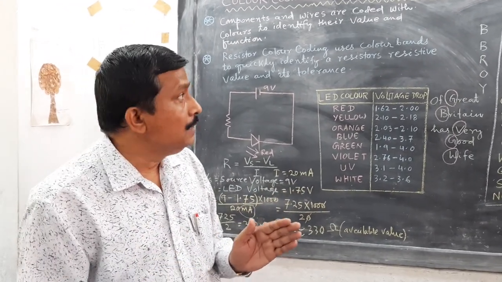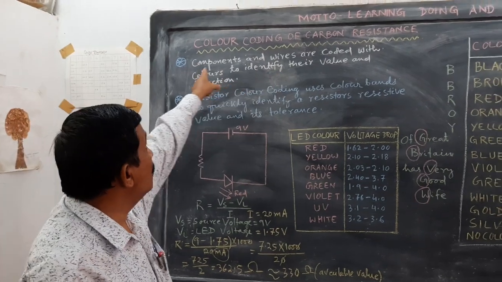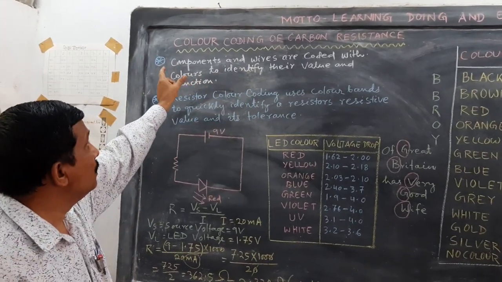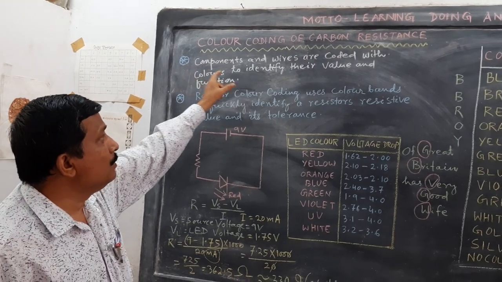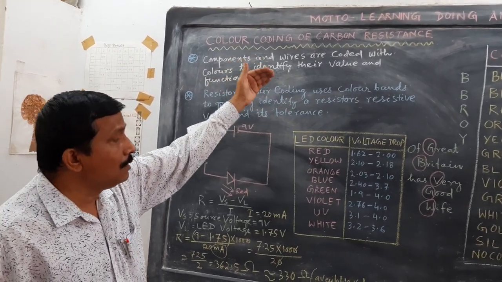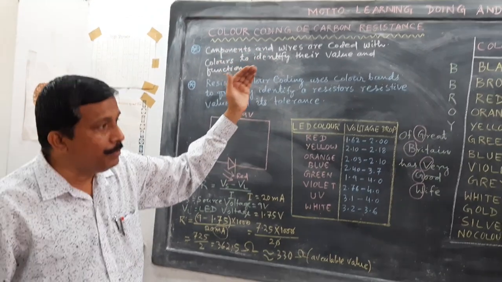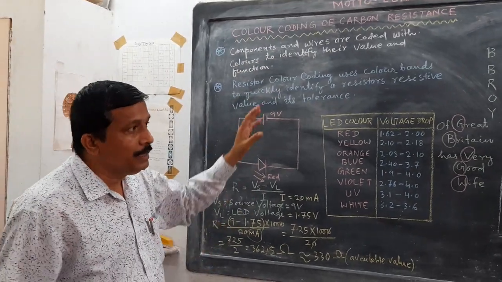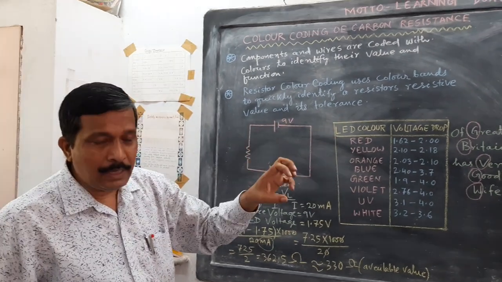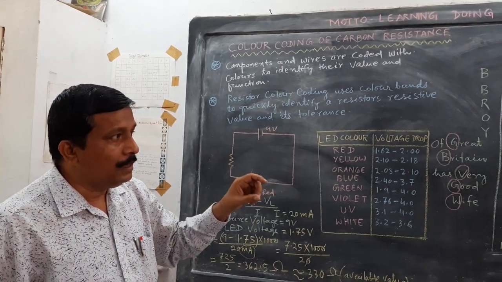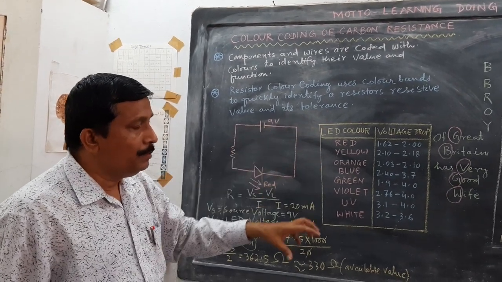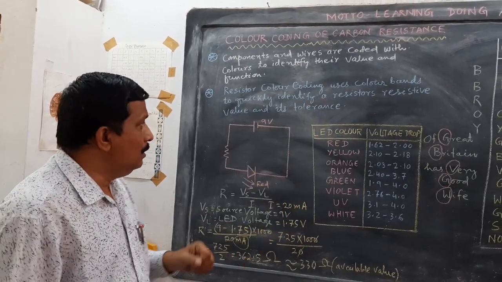For that only this color coding is used, because you will see that in that resistance there are different colors. From those colors you have to calculate the value of the resistance. So today we will read about how to calculate the value of a resistance, where it will be used, and the different methods to remember.